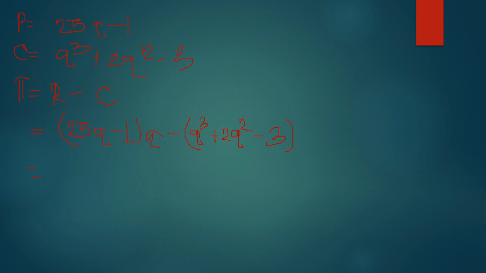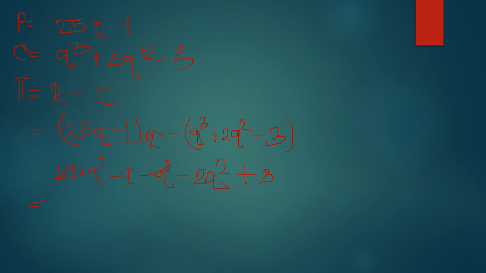0.25 times the q, that is 0.25. So that will give you 0.25 q squared minus q minus q cube minus 2q squared minus 3. Sorry. Negative times negative, that will give you positive 3. And then simplify to get your profit function.